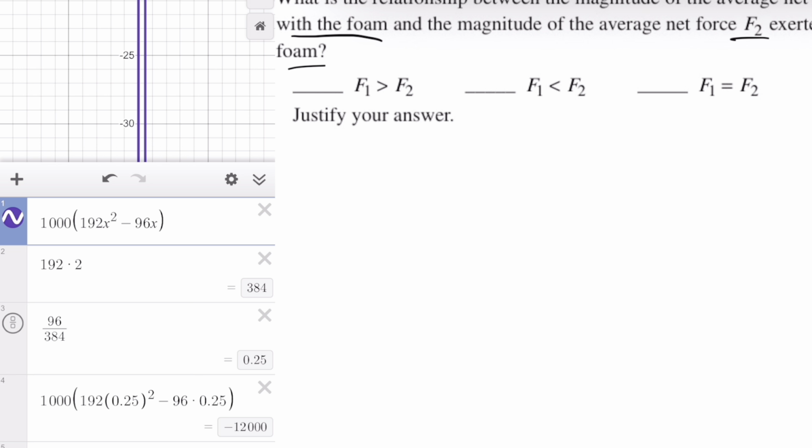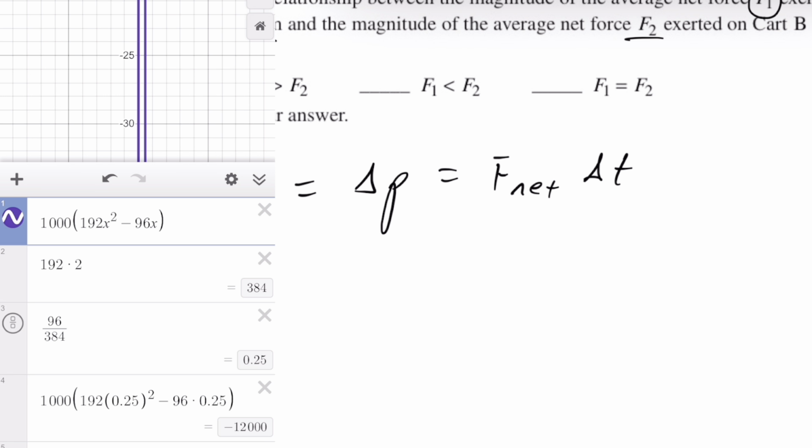So before I even pick anything, I'm going to think this through. In order to change the momentum, we're going to think J equals delta P, which is equal to F net delta T, right? And that's pulled from your equation sheet. You can just think about that.